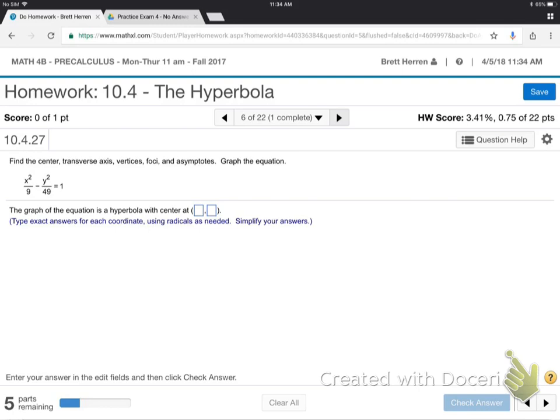Good. I'll wander around. Feel free to talk with those around you and see if you're getting the same stuff. Let me know if I can help. They want you to find the center, transverse axis, vertices, and stuff. If you've got the picture, go ahead and find all the stuff they're asking for: the center, the transverse axis, the vertices, the foci, the asymptotes.